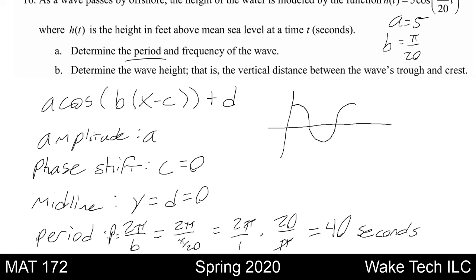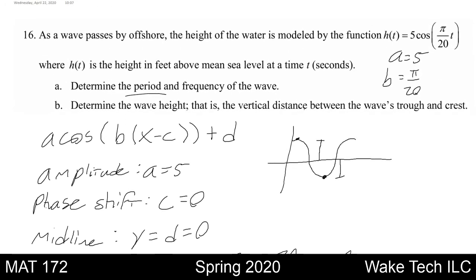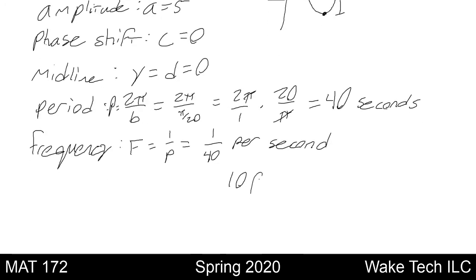Note that the distance from the midline, which here is 0, to the top of a wave, and from the midline to the bottom of a wave, is just the amplitude, which we already found is 5. That means that the distance from the trough all the way to the top of the crest is 2 times a. So in other words, 10. The original units are measured in feet, so this is 10 feet.